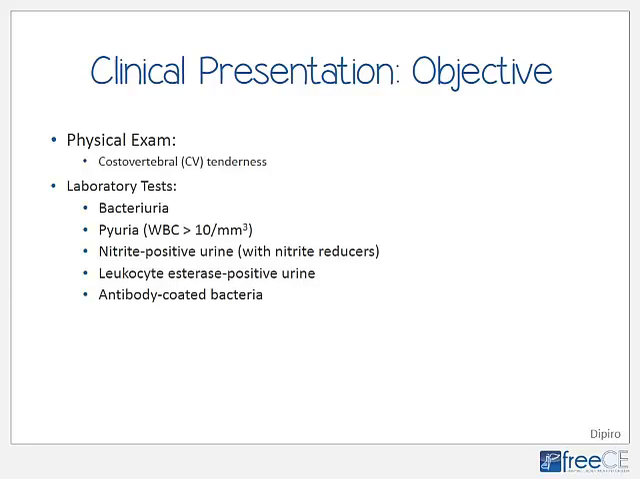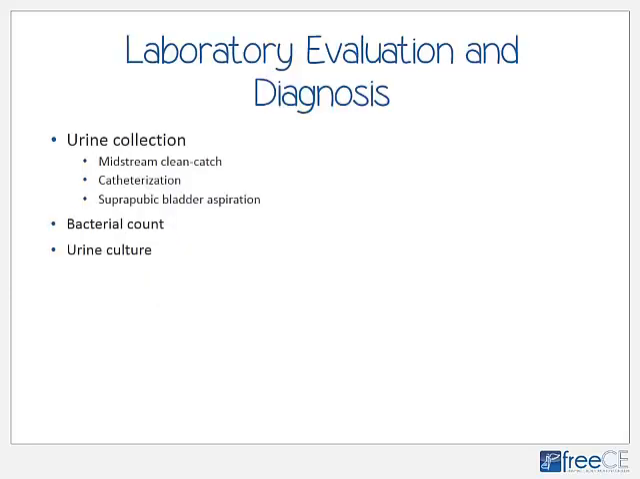Now, a couple of things that I want to mention. Pyuria is not specific. Pyuria is indicative of inflammation, but not necessarily infection. So pyuria alone is not diagnostic for a urinary tract infection. So what is diagnostic for a urinary tract infection? What is our laboratory evaluation, and how do we determine that someone has a urinary tract infection? What do we need to make a diagnosis?